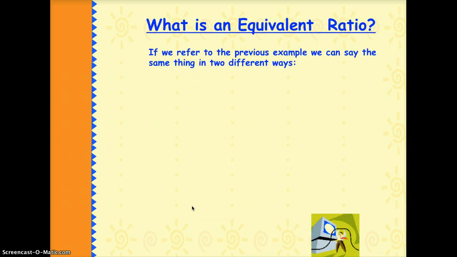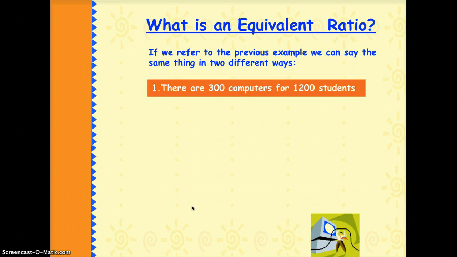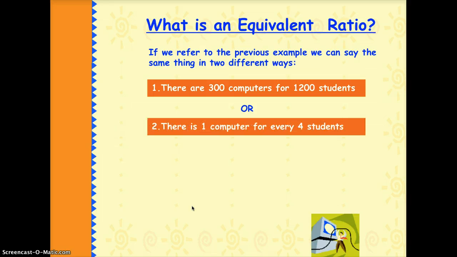I hope you still remember our previous lesson about ratio. So if we refer to the previous example that we had, we can say the same thing in two different ways. Say for example, this is our problem: there are 300 computers for 1,200 students. Or you can represent this by saying there is one computer for every 4 students.